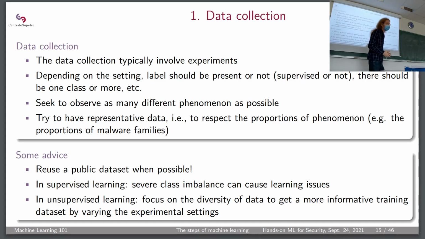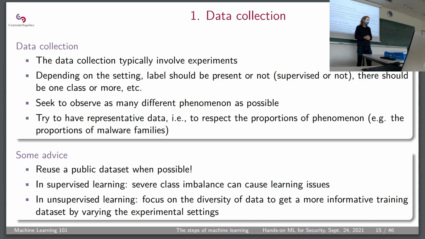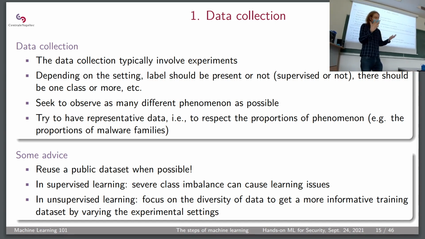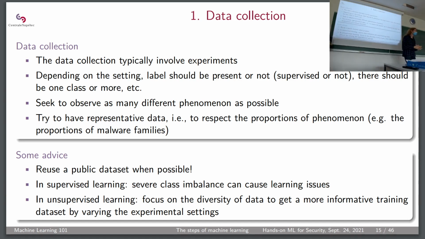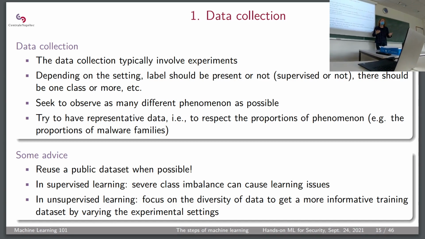So first, data collection. Typically, it will involve some experiment. Depending on the setting, whether it's supervised, semi-supervised, or unsupervised, we have some labels or not in the data. If you want to design an experiment, try to observe as many different phenomena as possible, to be as representative as possible. For example, if you want to study malware, try to be close to the real distribution of malware and don't work with a clear imbalance between one class and the other. Some advice: making a good dataset is difficult. Every dataset gets criticized, notably by the C team. So reuse a public dataset when possible. It's not always possible, but if you can, it's probably the best shot for you.